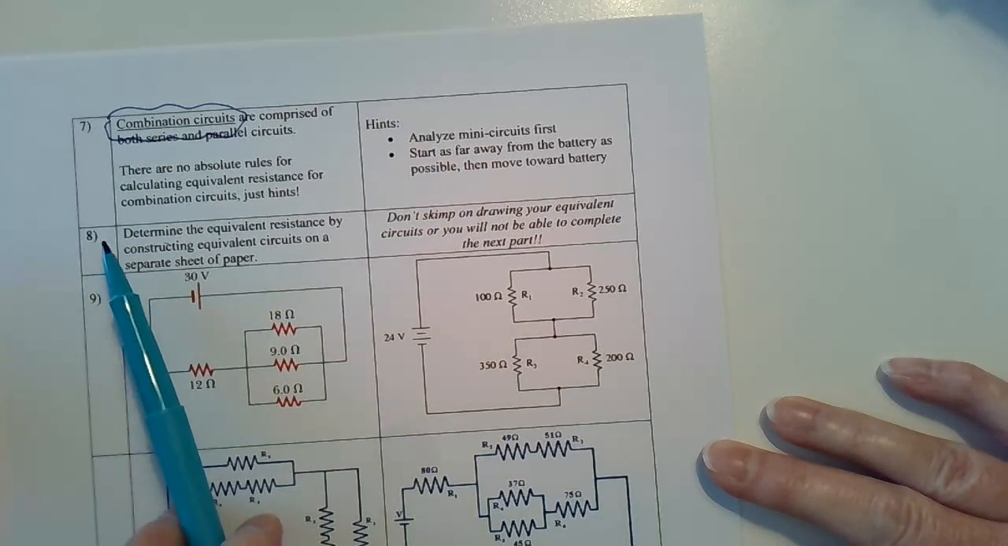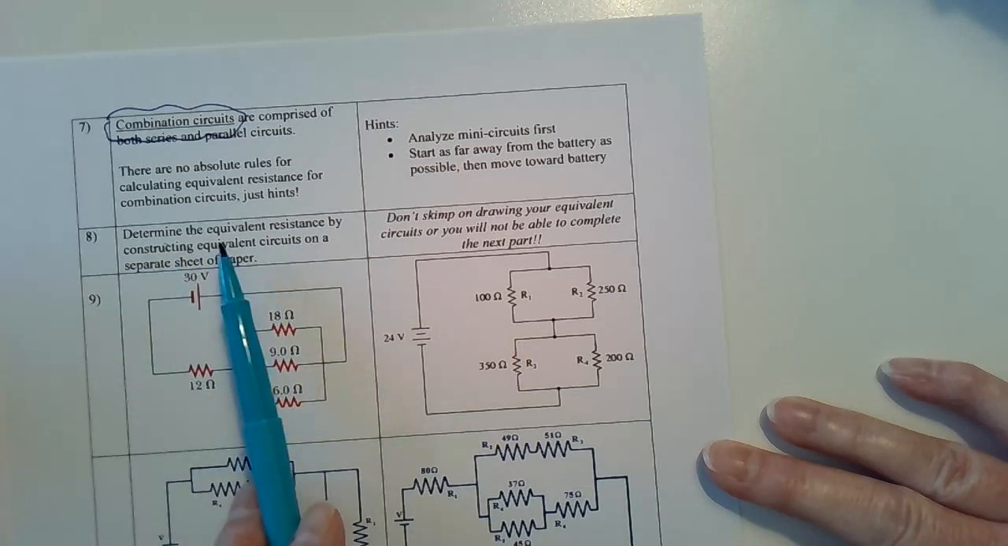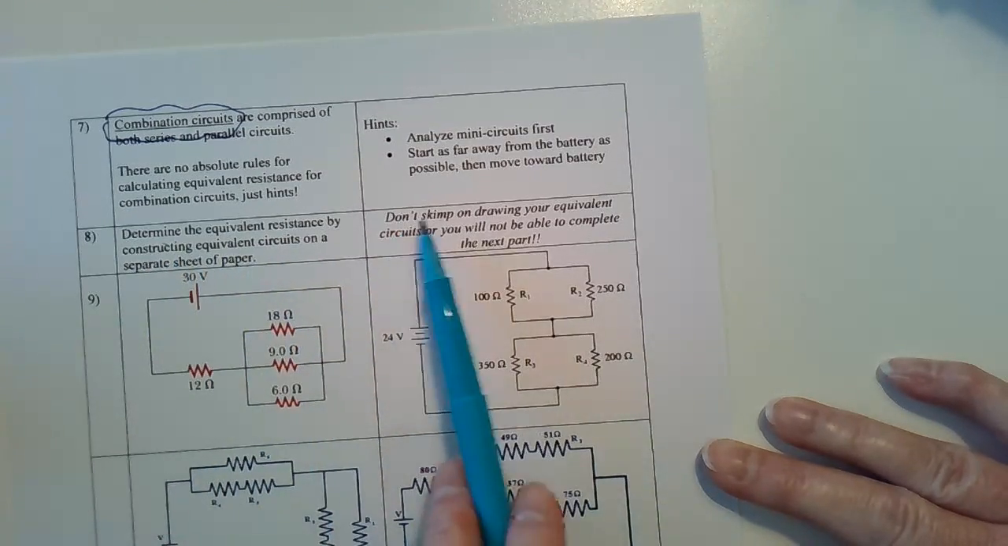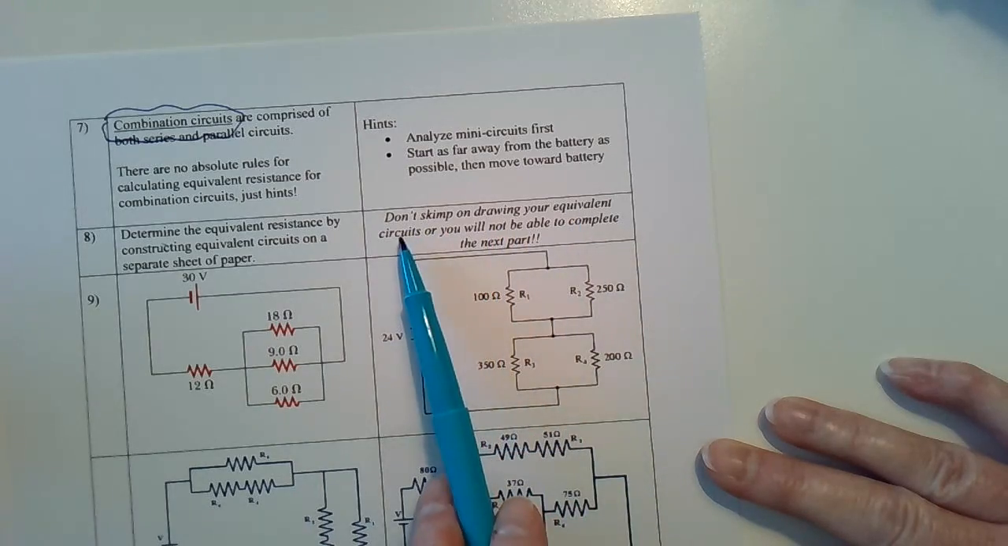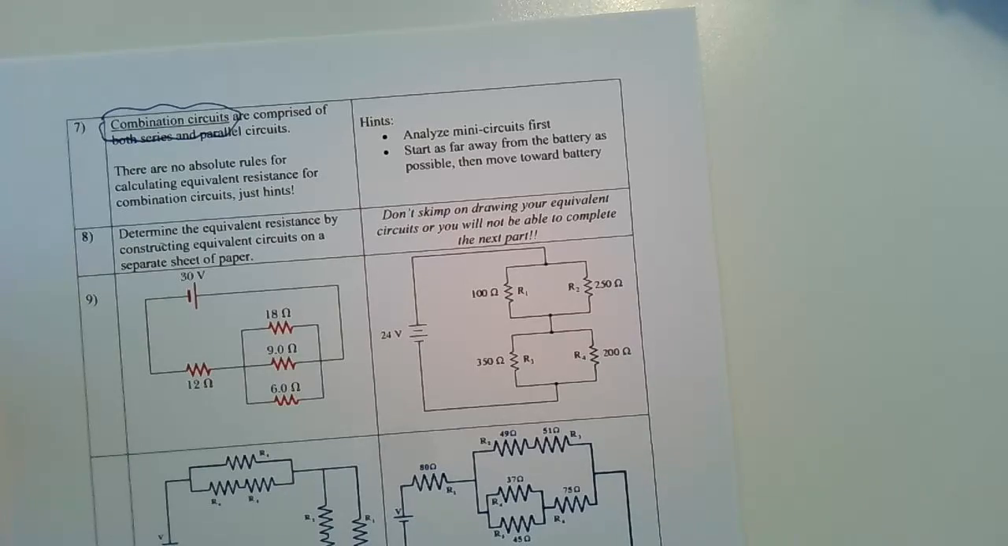All right, I got to do number 8 here first. It says determine the equivalent resistance by constructing equivalent circuits on a separate sheet of paper. Do not skimp on drawing equivalent circuits or you will not be able to do the next lesson. So you're not going to like how I'm going to ask you to write all of this down, because when you finally catch on, you're going to just say, I can do this on my calculator. I can go number crunch, and I can be done. But then you won't be able to do the next lesson.